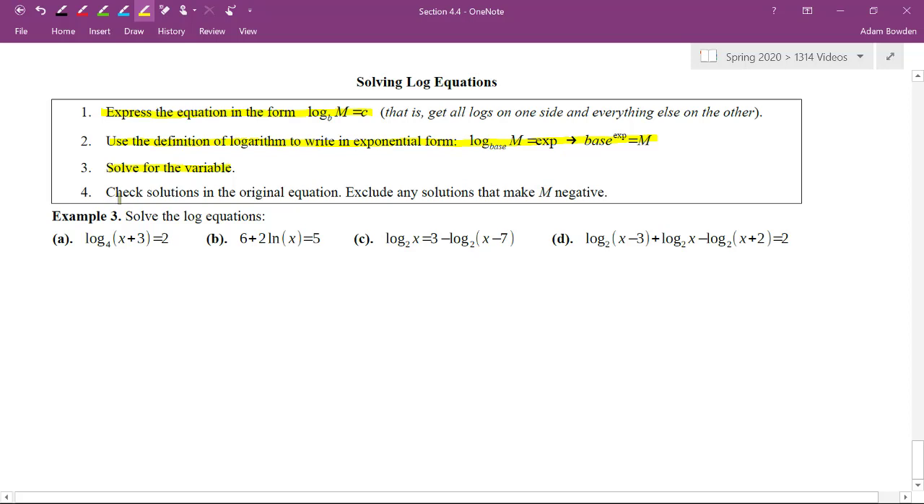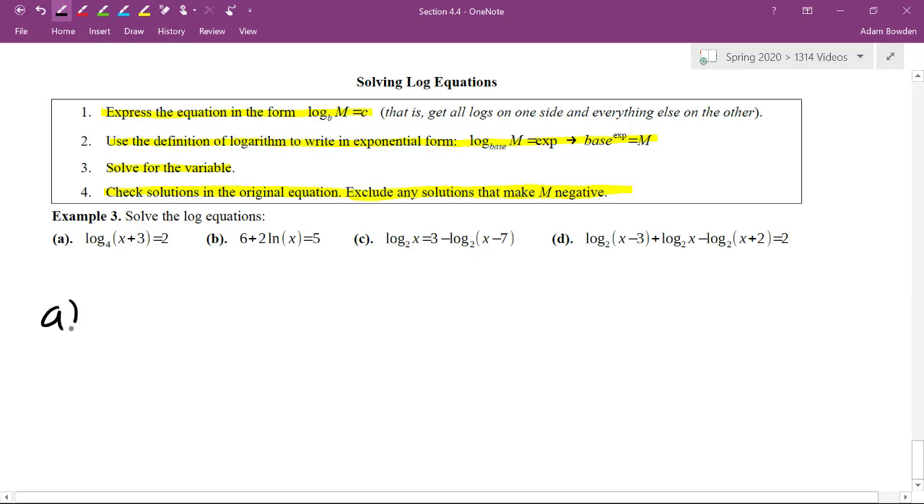Now there is one specific thing we'll keep in mind when doing log equations: we generally go ahead and check our solutions. Any solution that causes a log of a negative number will be excluded, since logs don't work for negative numbers.